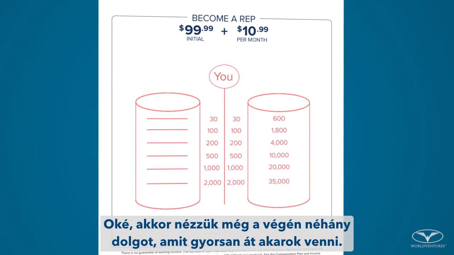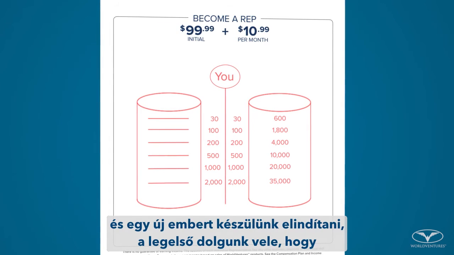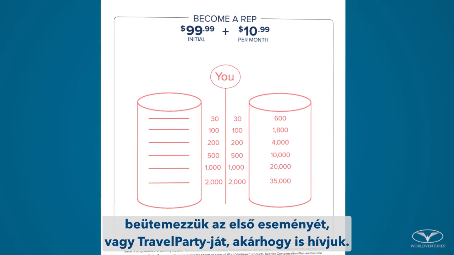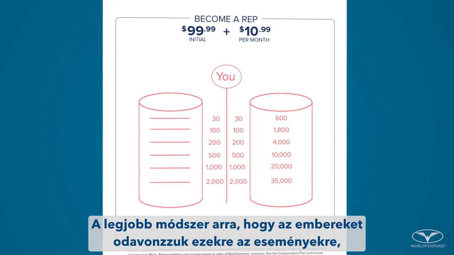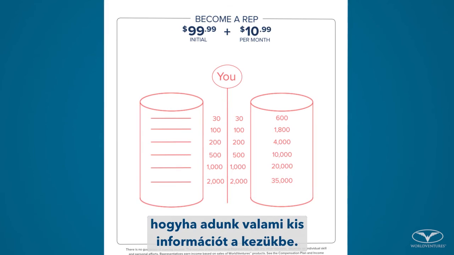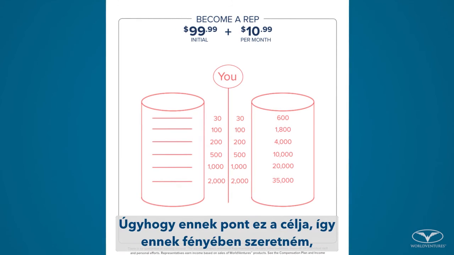Okay, just some final points that I want to make real quick. Many times the way this is being used is we got a brand new person that starts. The first thing we want them to do is schedule their launch event or their travel party, whichever you're calling it, at their house. And the best way to get those people to come to those events is they have some information ahead of time. Because a lot of times when they get invited, it's hard to invite somebody that doesn't know why they're coming. The purpose of this does that.